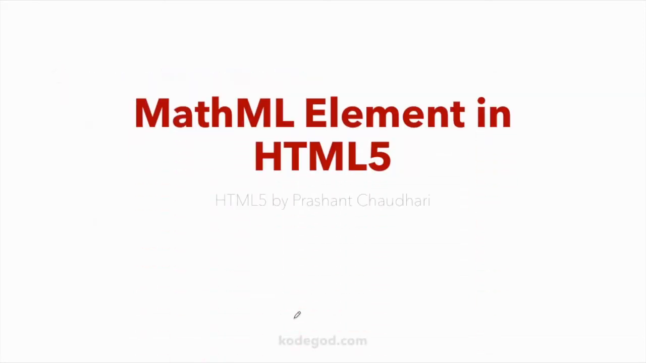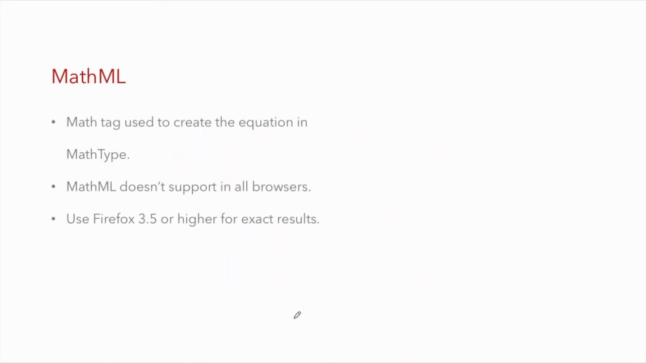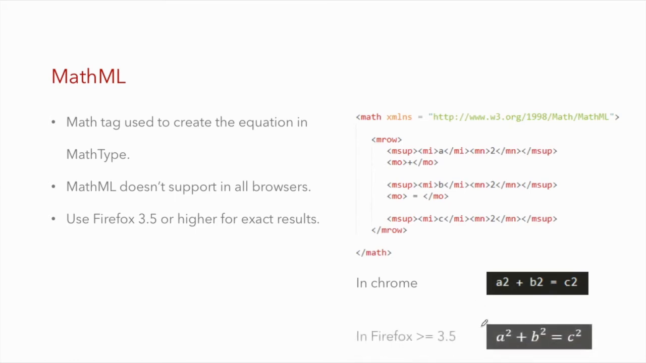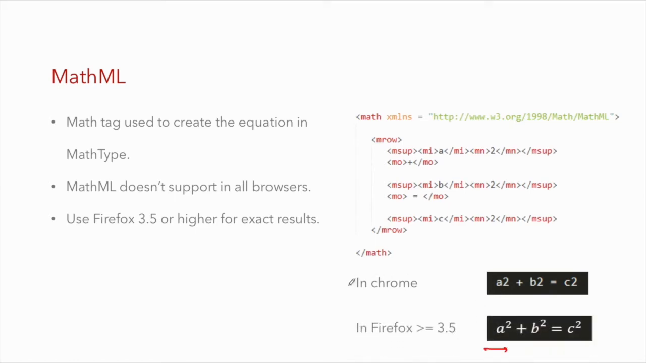Then we have MathML elements in HTML5. Though this video is recorded in 2020, MathML is not supported in a few of the browsers. But Firefox 3.5 or higher gives the exact results. The most important use of MathML is to create mathematical equations. This is one sample code, and by using these supporting tags, it has rendered this particular form of MathML. Now we have taken one example. In case of Chrome, it will just plainly display like this, but in a version of Firefox 3.5, it will display something like this.